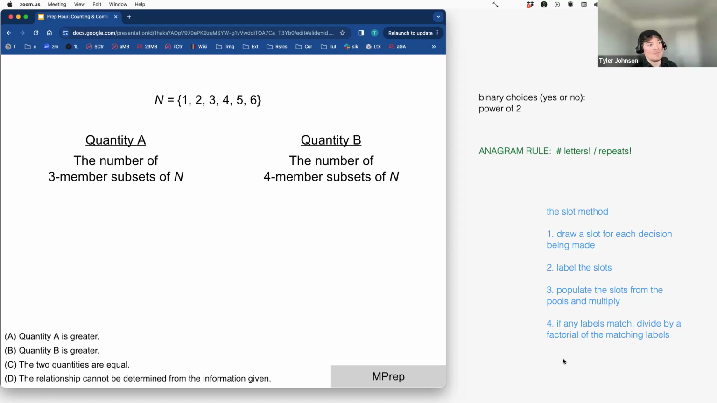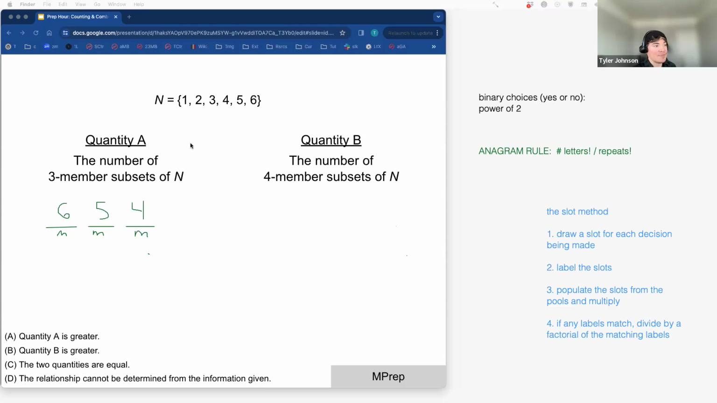If I start this one with the slot method, quantity A, I'm making 3 decisions, and everything is on the same level. Nothing is distinguishing those 3 decisions. They're all just members of a subset. My pool is 6 options, so I have 6, 5, 4. I need to divide that by 3 factorial from my matching m's. So the 3 and 2 cancel with that 6, and I would get 20 for quantity A.